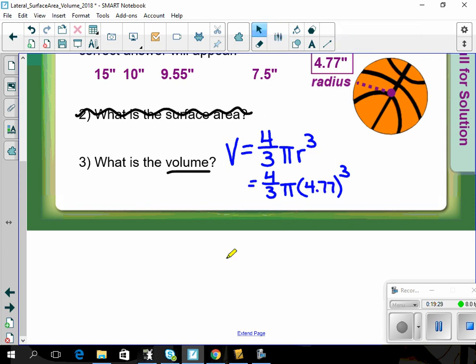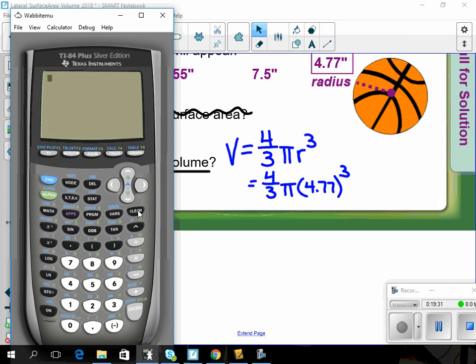Okay, so I found my radius, and now I'm going to plug it in. If you're not sure how to do the cubed function on your calculator, watch how I type it in, okay? I'm still going to do my fraction, alpha y equals for 4/3. I have to be careful now because if I keep typing, it'll stay in the bottom of my fraction. So I'm just going to use my right arrow key to get out of my fraction. And I'm going to type pi. And then I'm going to put parentheses 4.77.